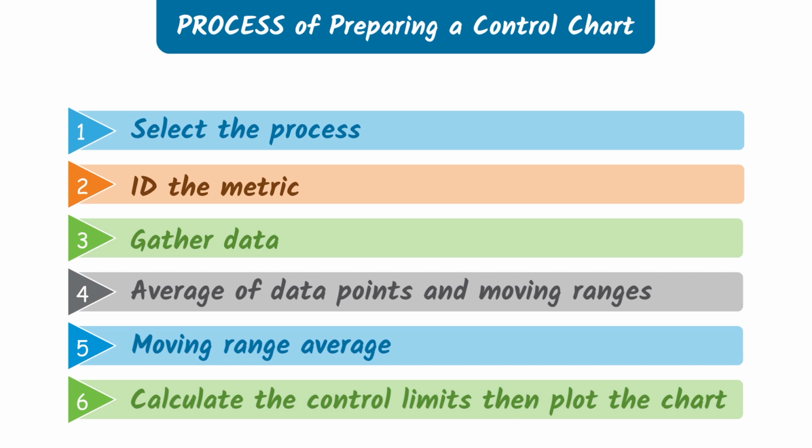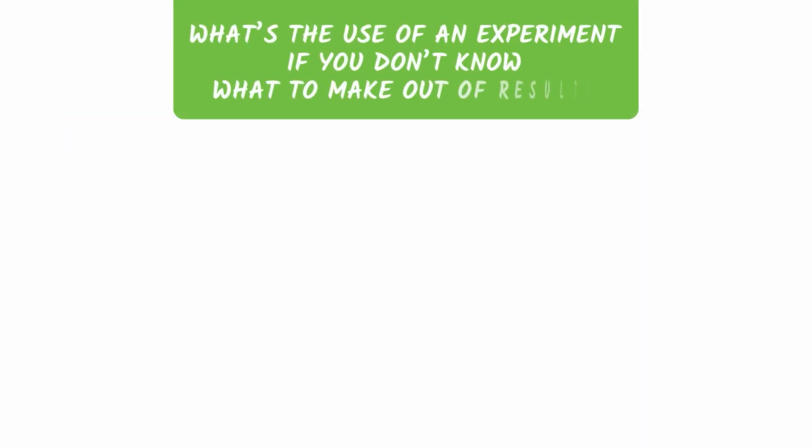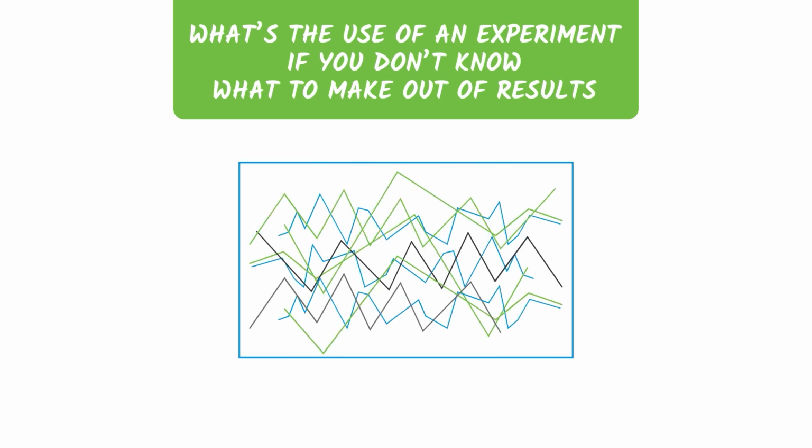Now let's go to interpretations. This is critical. So critical that if we don't know how to do this, control charts are of no use. It's like saying I can design an experiment, run the experiment, but I don't know how to interpret the results. So let's see what we need to know to interpret the results of our control chart, or process behavior chart.